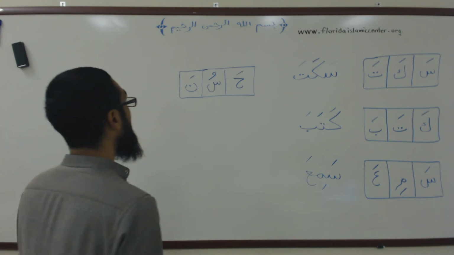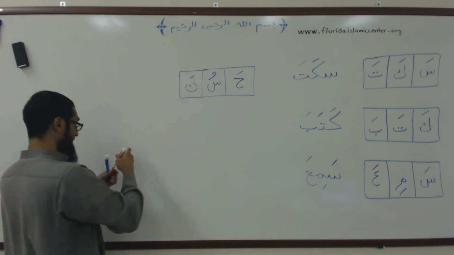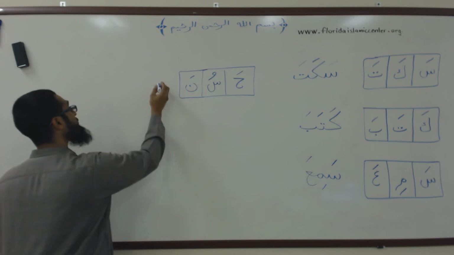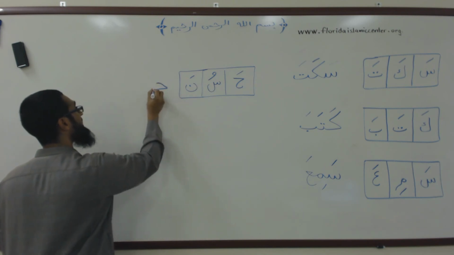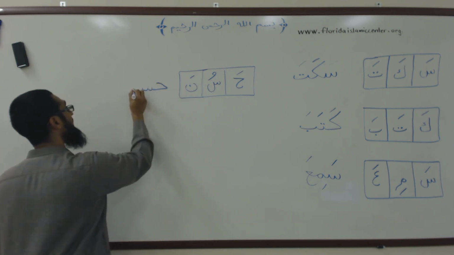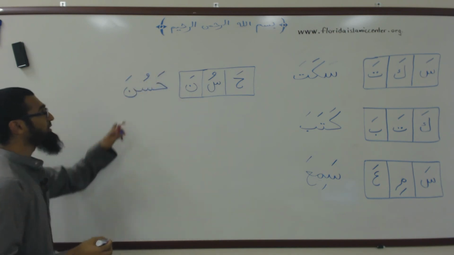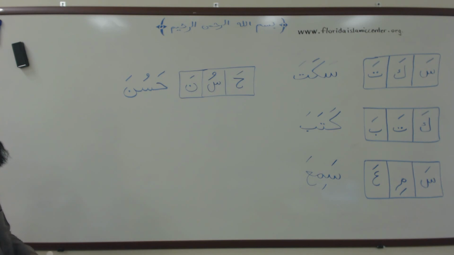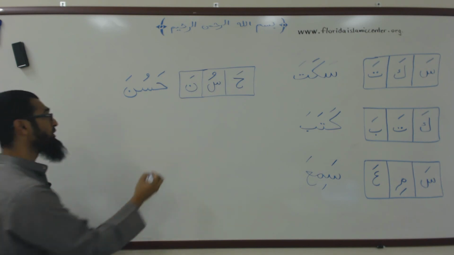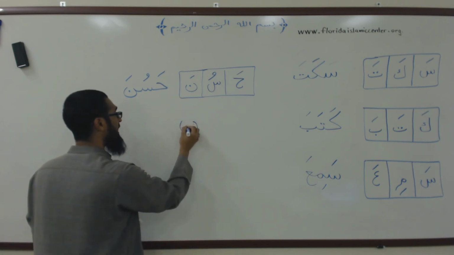Okay, let's see. Hasuna, tell me if it looks like this. Ha, you drop the tail, right? So ha, sin, and then a noon. Hasuna. You got to complete the noon like that. Notice the noon goes further down the page, right?